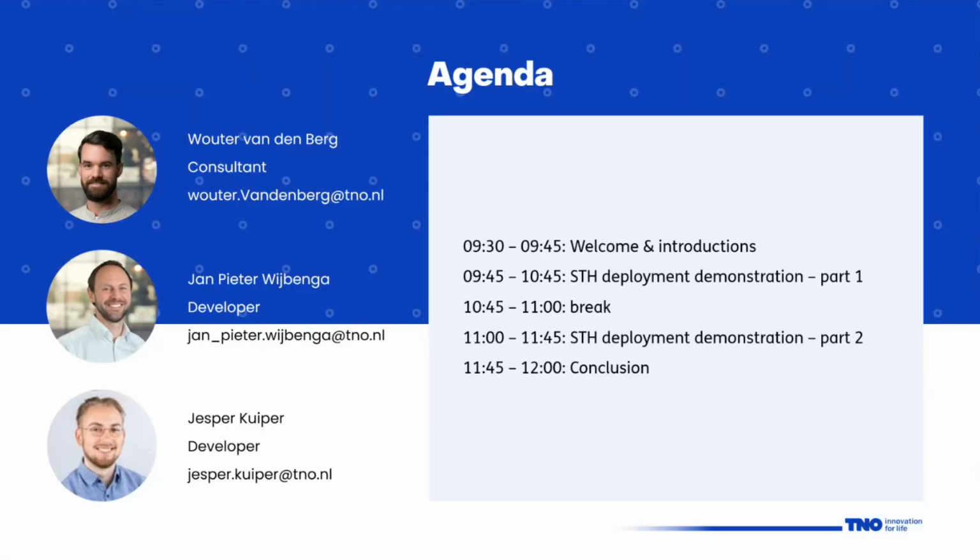But for today, the agenda looks like this. It is very simple, actually. It's just two parts with a nice break in the middle. The first deployment method is with Docker Compose. This is simpler, but I guess less flexible. And the second part will be about deployment method 2, which is through Kubernetes and Helm. I will hand over to my colleagues Jan-Pieter Wijbinga and Jesper Kuiper. Jan-Pieter will lead us through part 1, and Jesper will lead us through part 2.